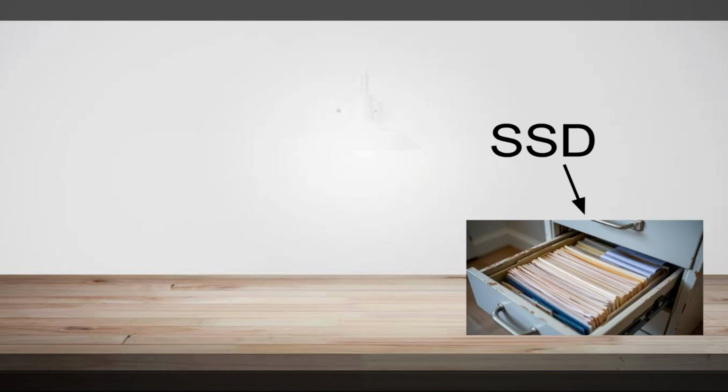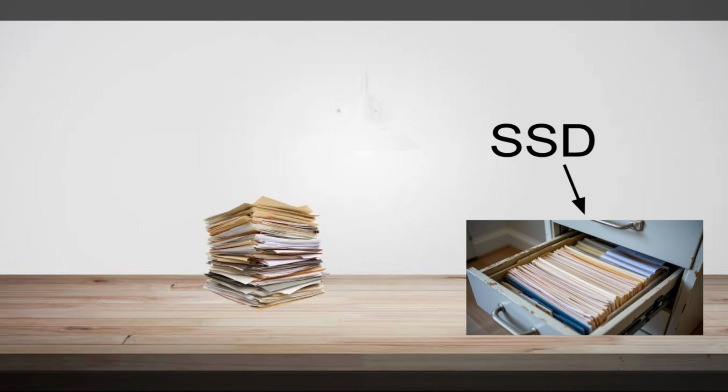For example, take your SSD. Your SSD is like a filing cabinet, your storage. It stores everything permanently. But when you're actually working on something, you don't keep opening the filing cabinet every single few seconds. You take the files out and you place them on your desk. RAM is essentially that desk.